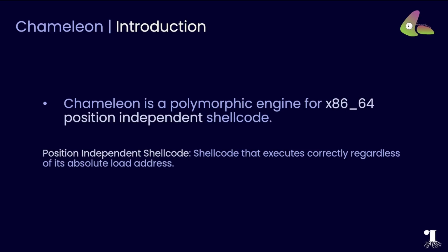What's Chameleon? Chameleon is a polymorphic engine for x86-64 position-independent shellcode. This kind of shellcode is the one that executes correctly regardless of its absolute load address, and we'll see why that's important later.